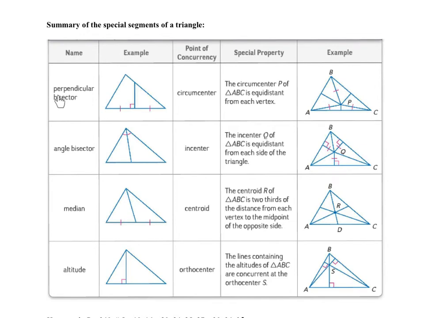So the first special segment we talked about was the perpendicular bisector of a triangle. So that's a segment that's perpendicular to a side and bisects a side. If you draw all three perpendicular bisectors, you have a point of concurrency called the circumcenter. And the circumcenter, remember, is equidistant from each vertex.